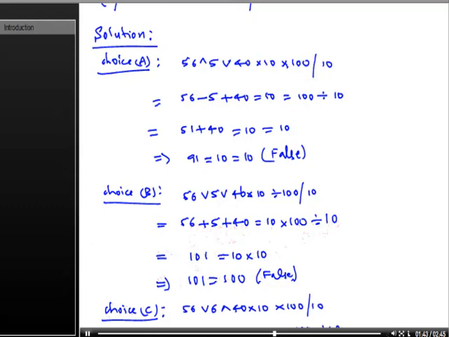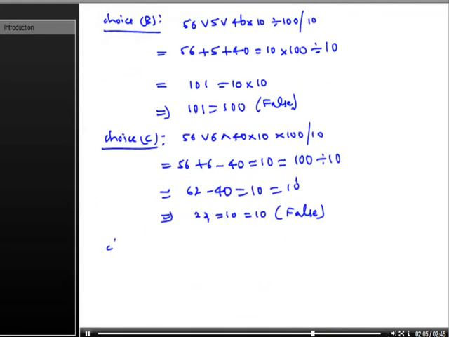Here also, according to the instructions, the given expression becomes like this. This equals 56 plus 6 will be 62 minus 40 is equal to 10 is equal to 100 divided by 10 will be 10. This implies 62 minus 40, it will be 22 is equal to 10 is equal to 10. Clearly this is a false statement. Next, choice D.